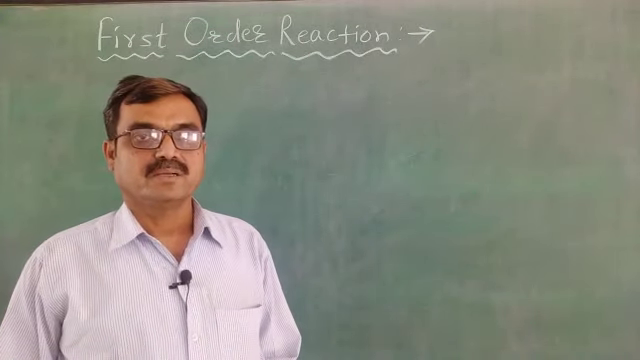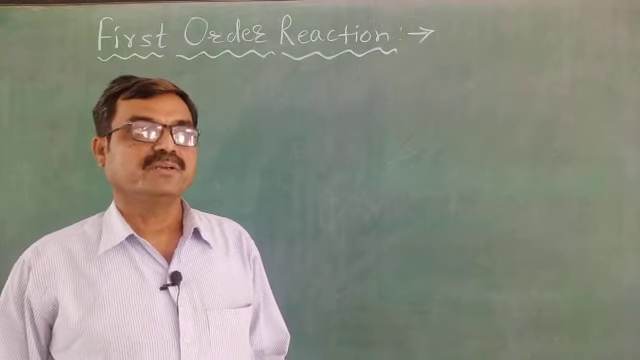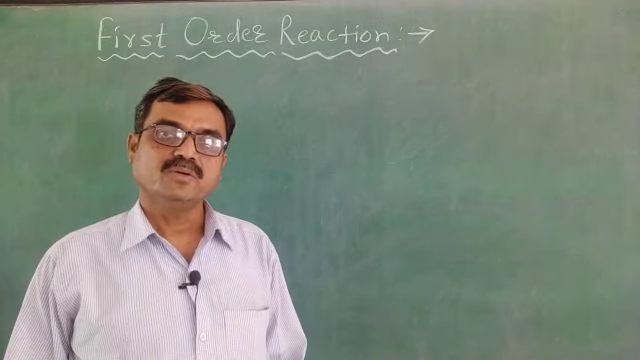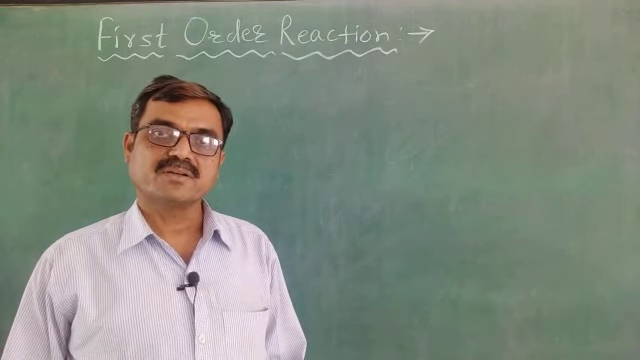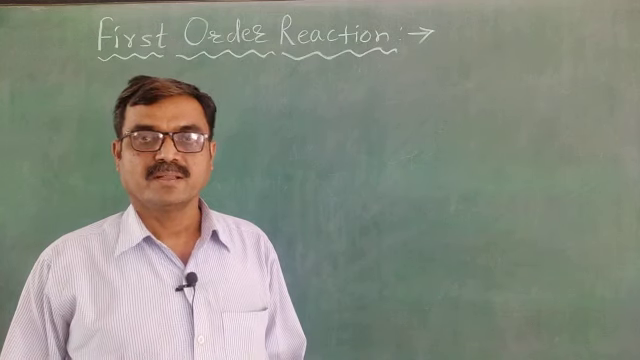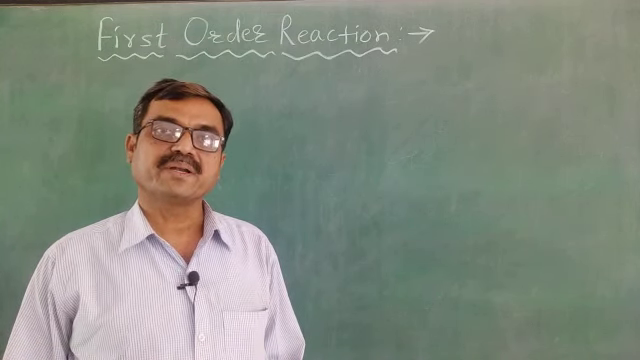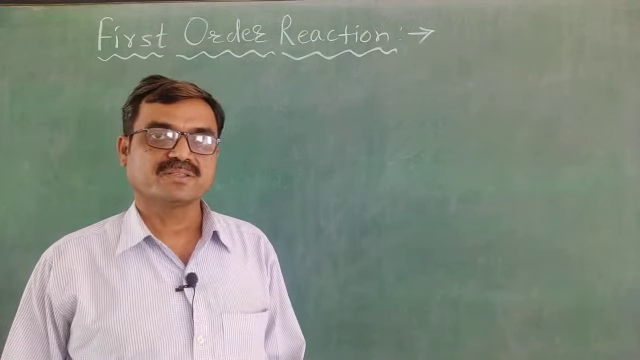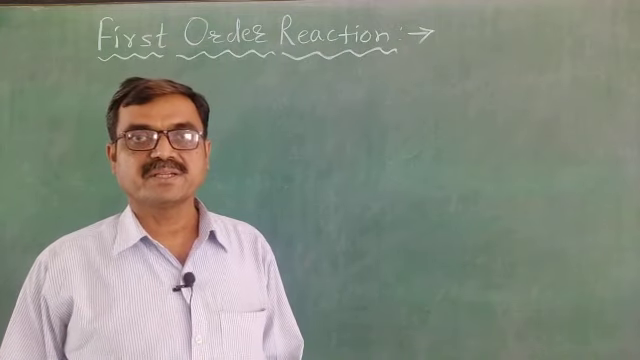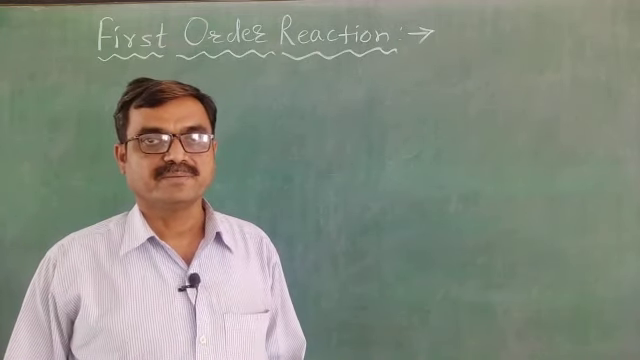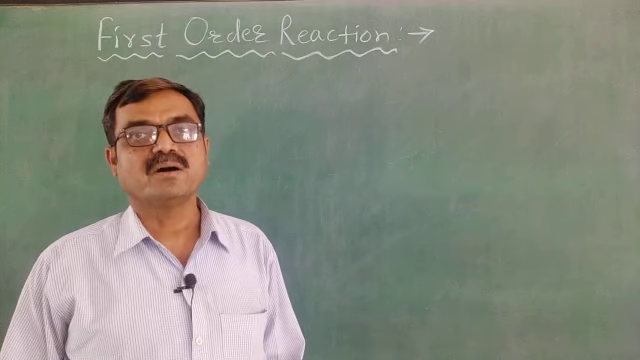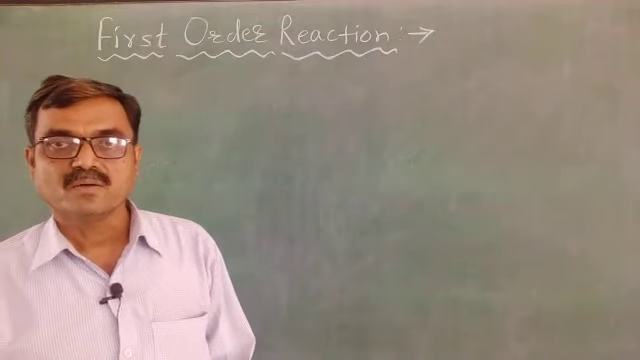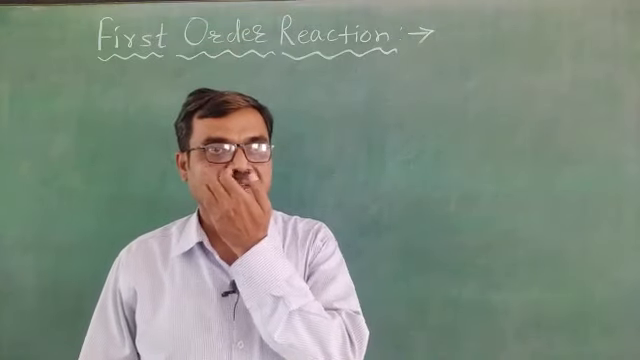Welcome students. Now in this lecture we have to see first order reaction. We have to derive the rate equation for the rate constant of a first order reaction. Later on we have to see characteristic properties of this first order reaction: the unit of rate constant, graphical representation, and third point, half-life period, and a few examples of this first order reaction.